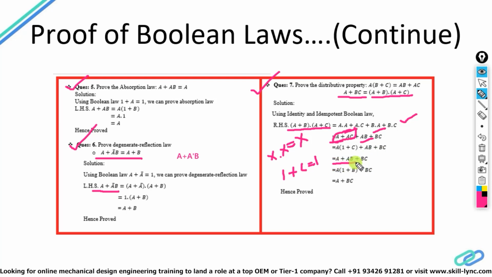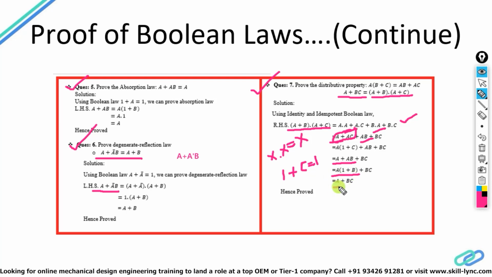Now we will take A out of these two terms, A plus AB. So A plus AB will be A into 1 plus B. Same here, that 1 plus B will be equal to 1 only, just like 1 plus C equal to 1. The same thing applies here also, that 1 plus B equal to 1. So 1 plus B is 1.